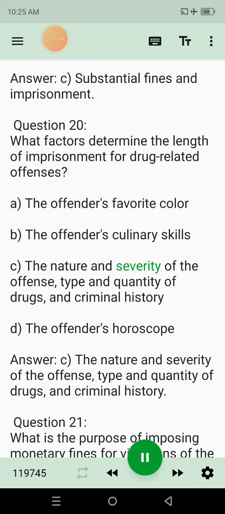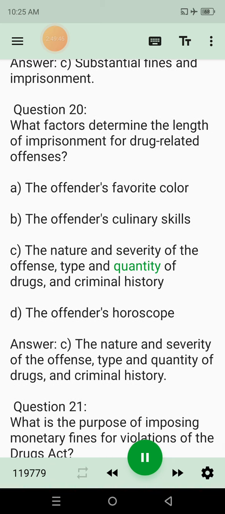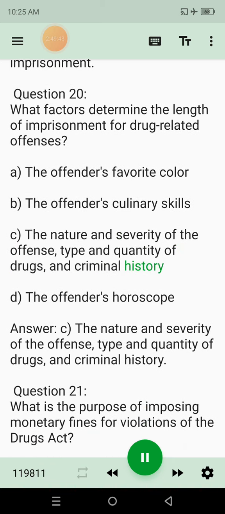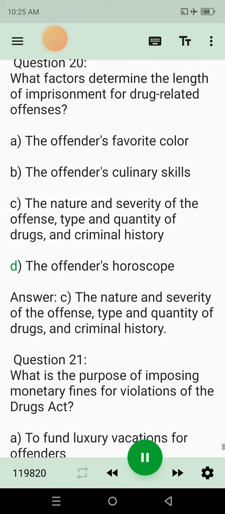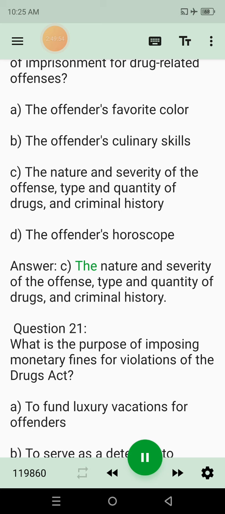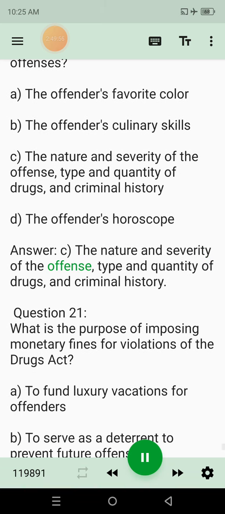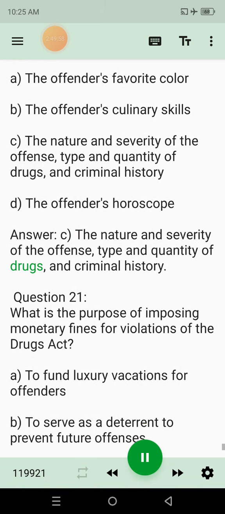The nature and severity of the offense, type and quantity of drugs, and criminal history. D. The offender's horoscope. Answer: C. The nature and severity of the offense, type and quantity of drugs, and criminal history.